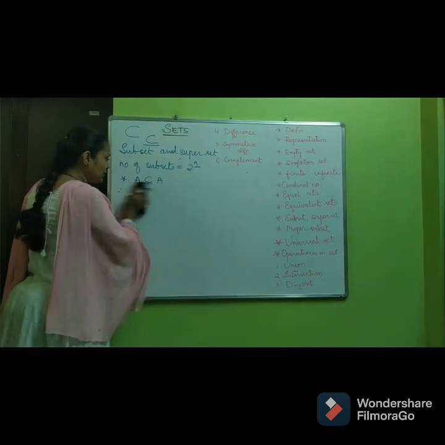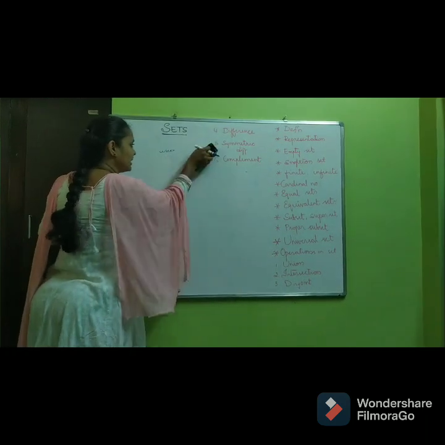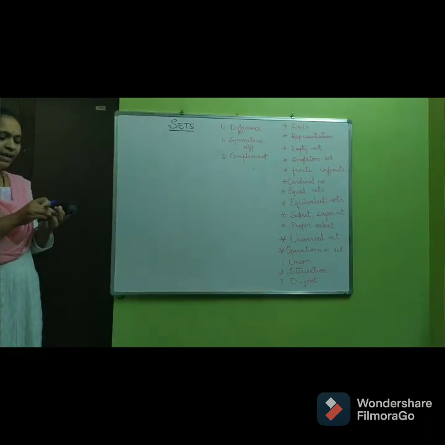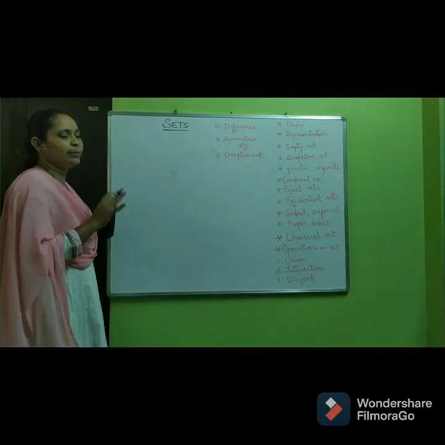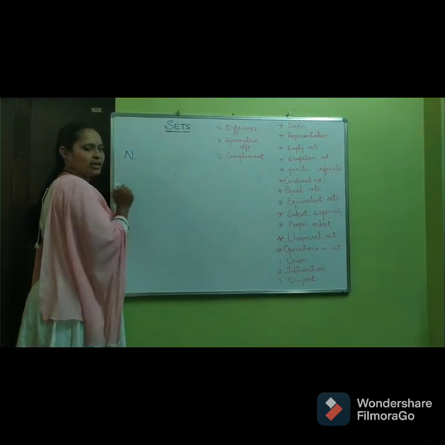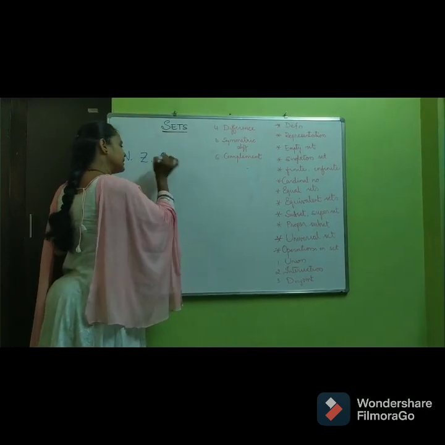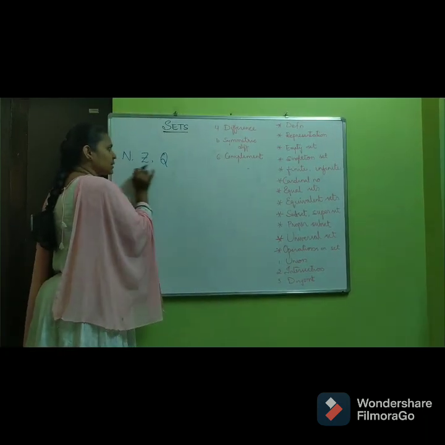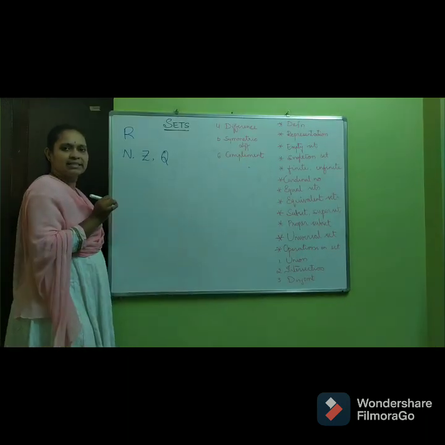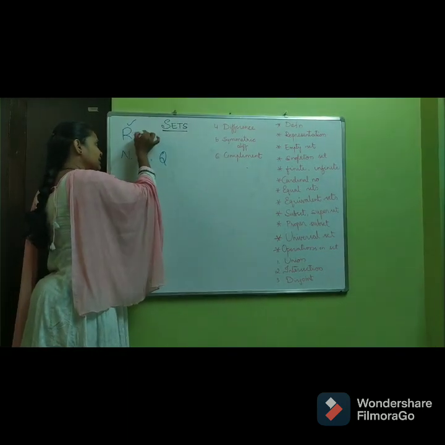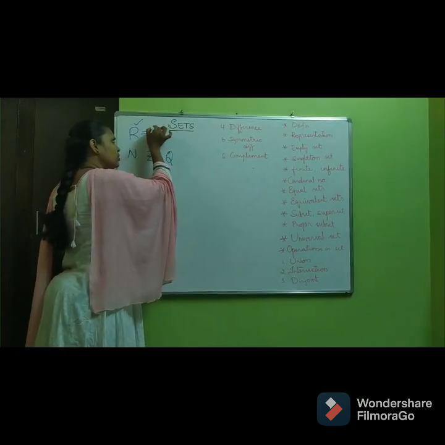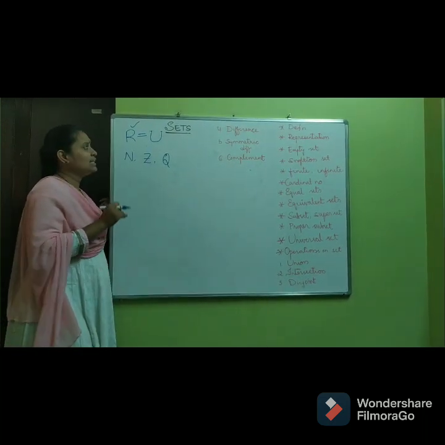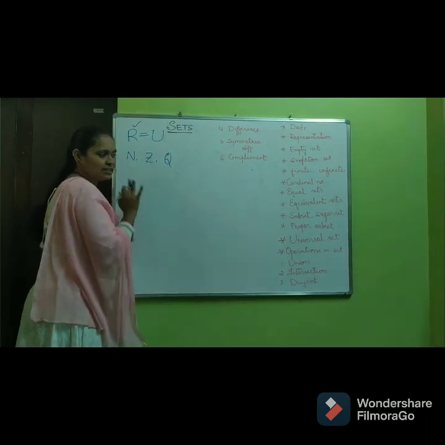Next, let me take the universal set. What do you mean by universal set? Suppose we are talking about numbers. You can talk about natural numbers, integers, rational numbers, any kind of numbers. You already know all these are subsets of real numbers. Here, this real number set is called the universal set and it is denoted by the capital letter U. That means it is a superset of all the given sets.